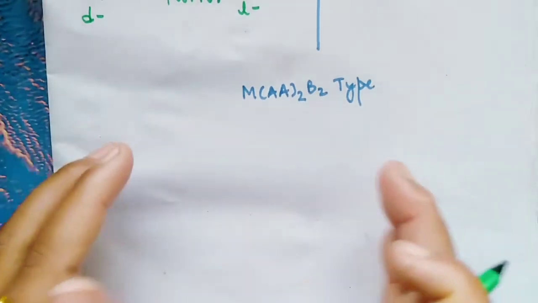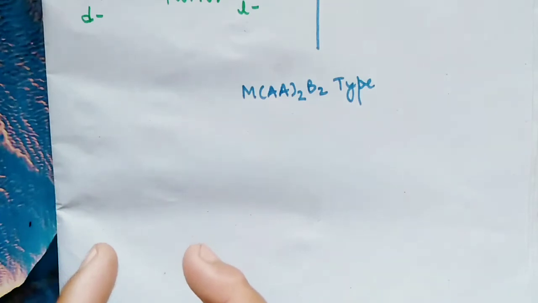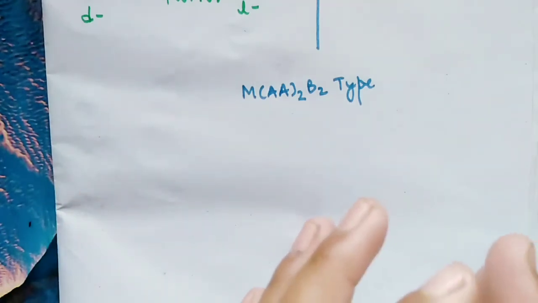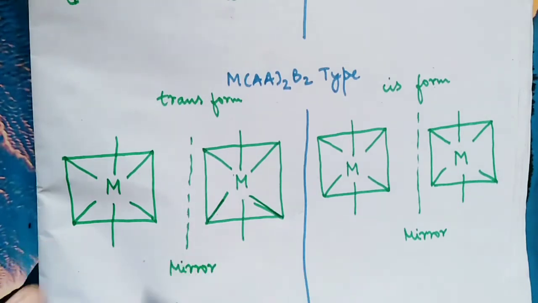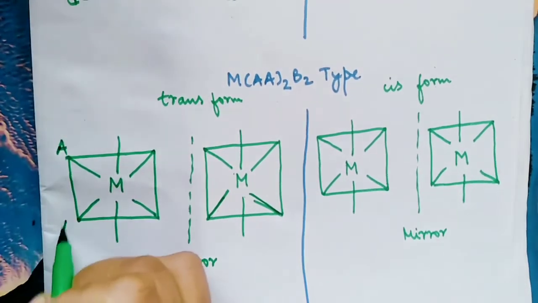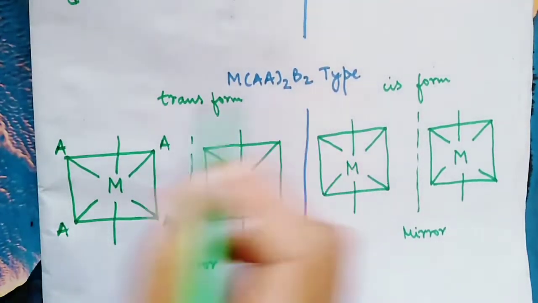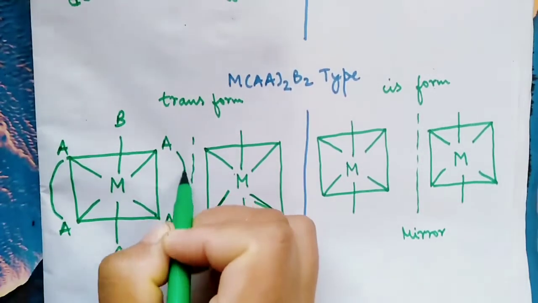Note that this one has the trans form and the cis form. The trans form does not show optical isomerism, whereas the cis form shows optical isomerism. Let us have a look at this one. We come to the trans form. In the trans form, similar groups are placed opposite to each other. So we have A, A, A, A, there are two, and then B also opposite to each other. This one would look like this.